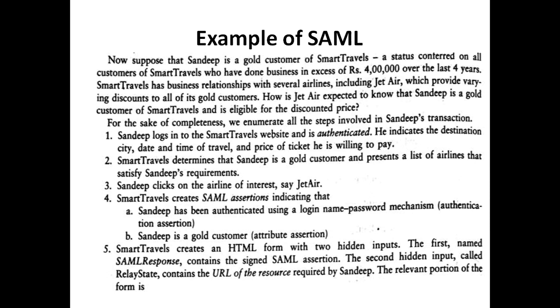Smart Travels creates an HTML form with two hidden inputs. The first, named SAML response, contains the signed SAML assertion. The second hidden input, called release state, contains the URL of the resource required by Sandeep. The relevant portion of the form is like this.